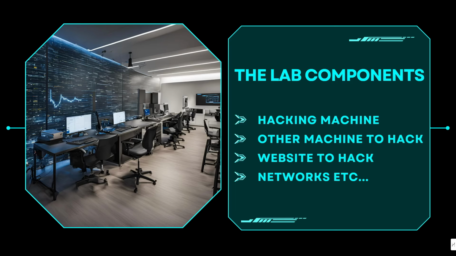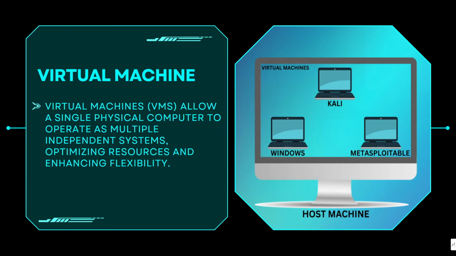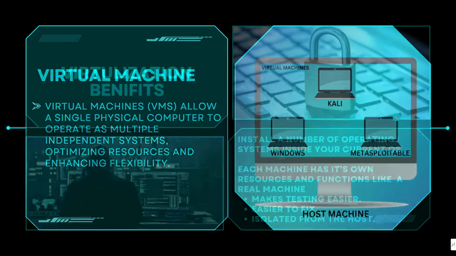Up next, we will explore how virtual machines play a key role in setting up a hacking lab. Virtual machines. One of the best ways to set up your hacking lab is by using virtual machines, or VMs. Virtual machines allow a single physical computer to run multiple operating systems simultaneously. This means you can simulate different operating systems like Windows or Linux. Next, we will look at the key benefits of using virtual machines.